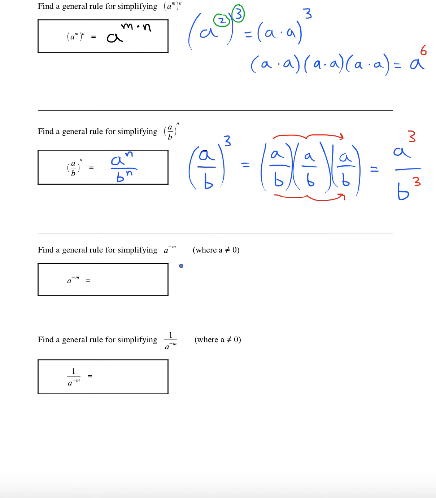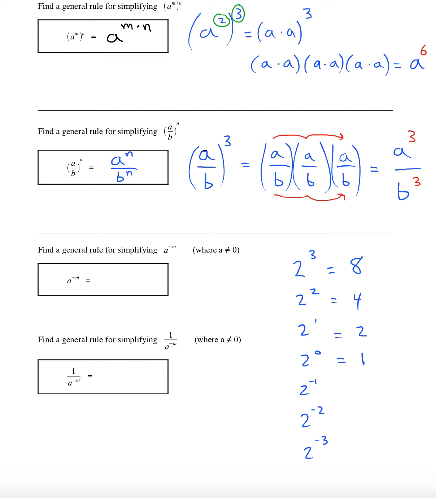What about simplifying something like a to the negative m? Is there a rule for that? Well, if we look at a pattern that we had examined before, and just continue that pattern a little farther, we can see what the general rule should be. We had said that 2 to the 3 was 8. 2 to the 2 is 4. 2 to the 1 is itself. And we also determined that by dividing the 2 by 2, we would get 1 for 2 to the 0.